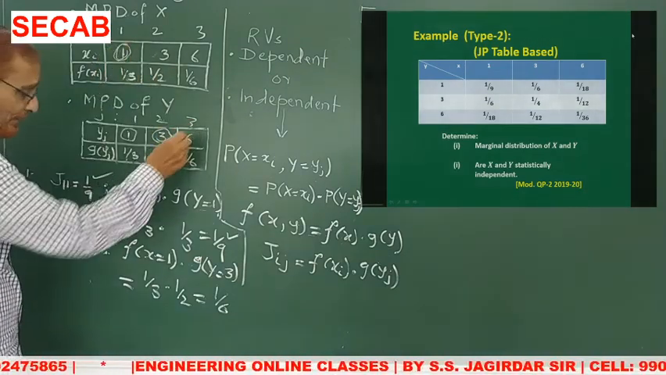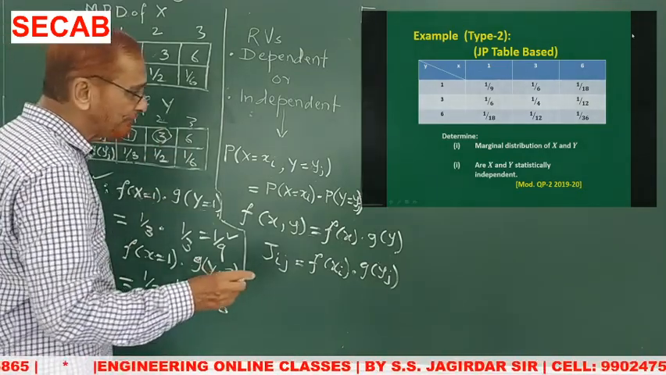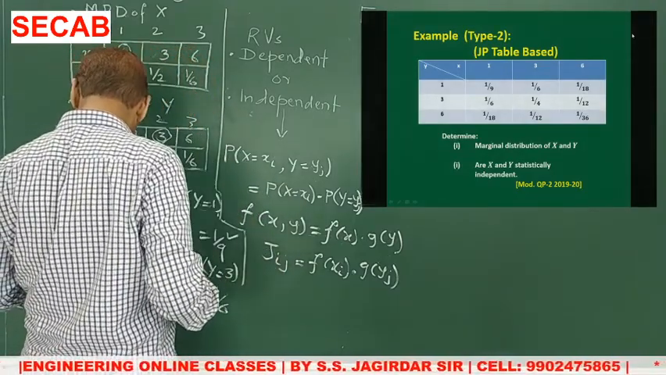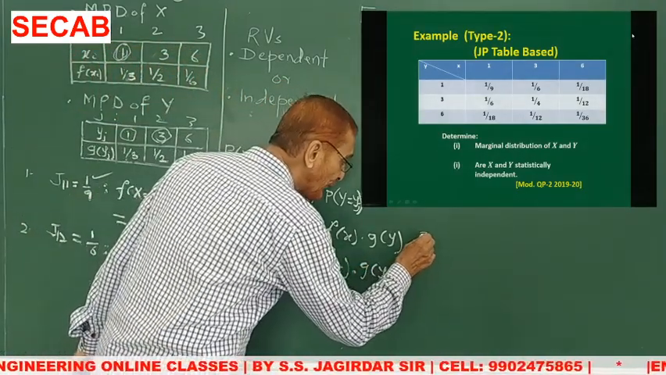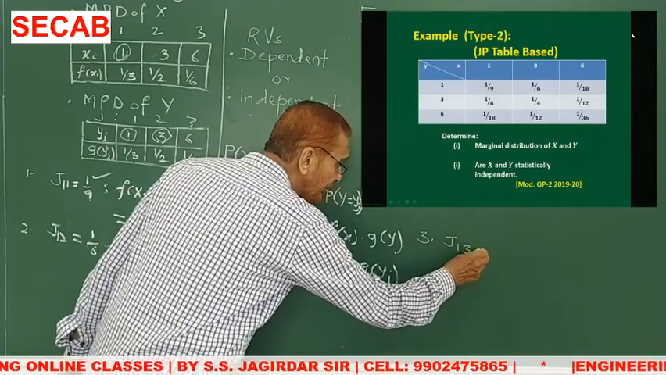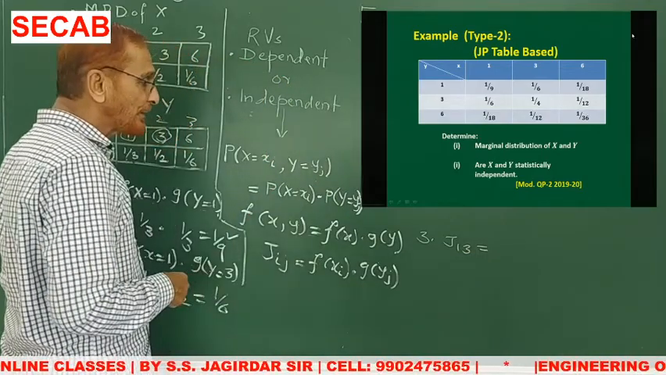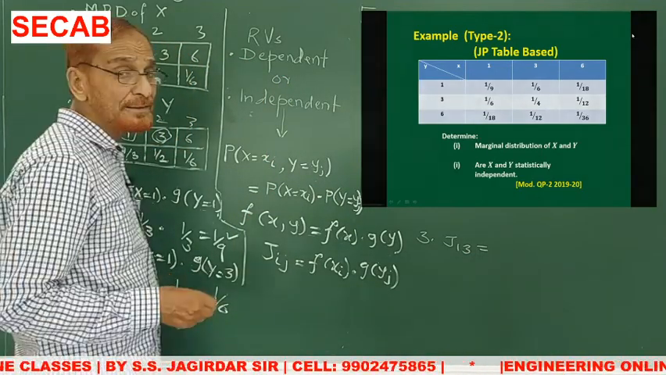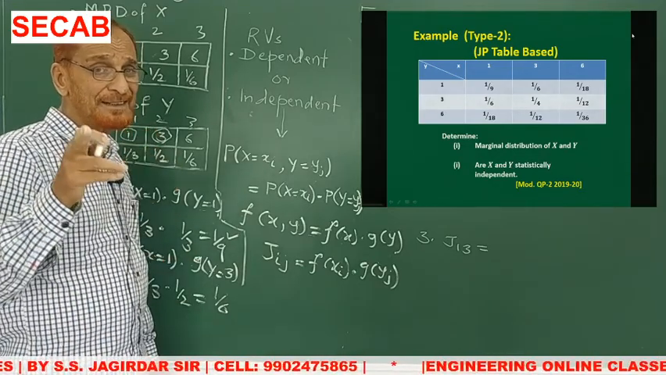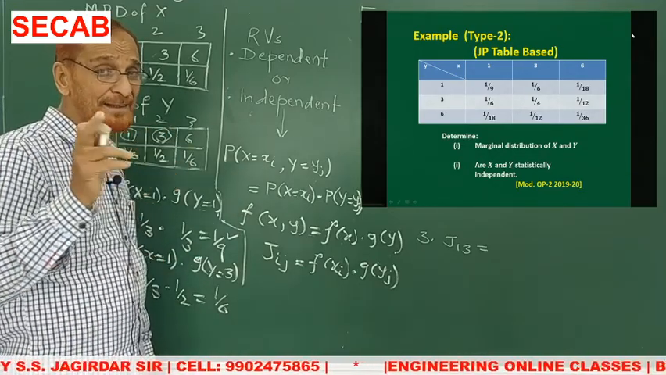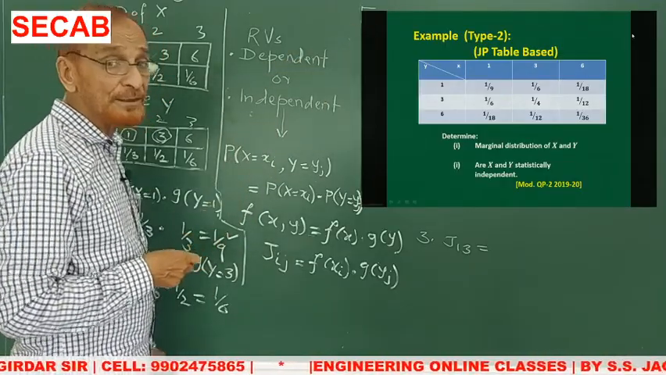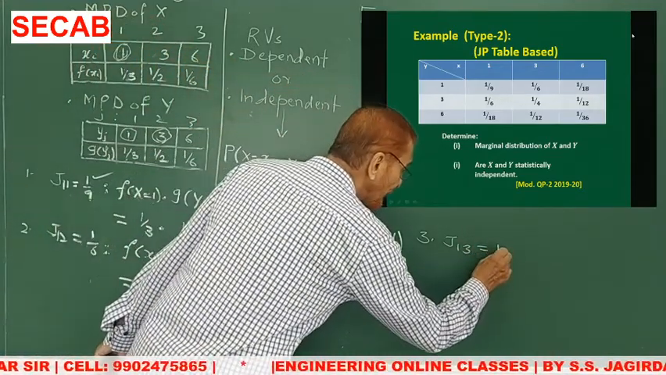Now we will go for the last one. So the last one is J13. What is J13 in the table? J13 means the first value, 1, for x and the third value, 6, for y, so 1 and 6. Again, if you see 1 and 6, what is the value listed there? 1 upon 18. So it is 1 upon 18.